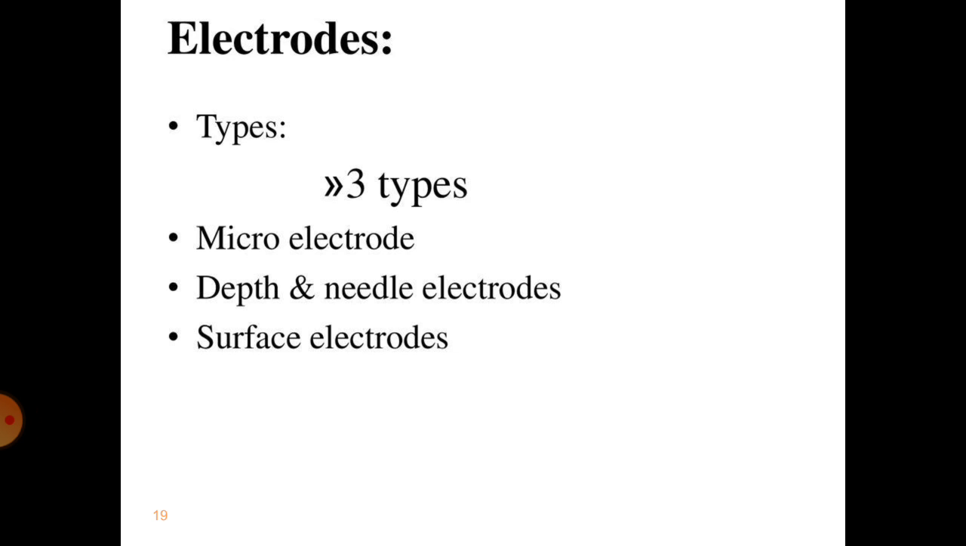In that, with the electrode we have the biosignal. The biosignal is converted into an electrical signal, that is, the ionic current is converted into electrical current. That is the use of an electrode. Here we have three types of electrode: microelectrode, depth and needle electrode, and surface electrode.